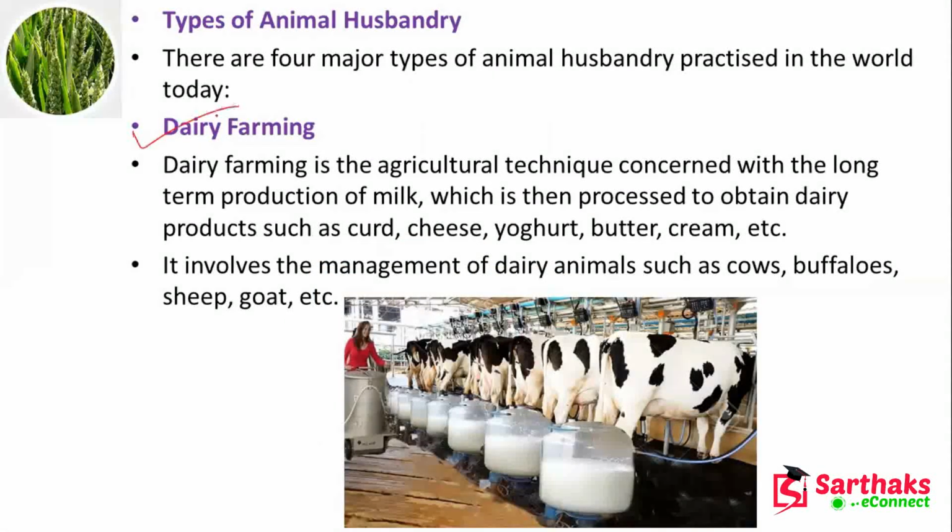First is dairy farming. You require milk to make tea, to make coffee. Also, suppose you want curd, cheese, yogurt, butter, cream, everything you are using. From where is it coming? It is coming from the milk of the animal, right? And it involves the management of dairy animals such as cows, buffaloes, sheep, goat, like this.